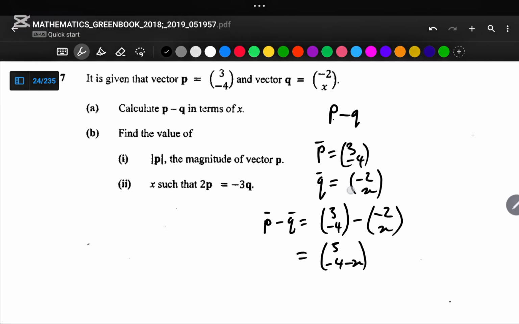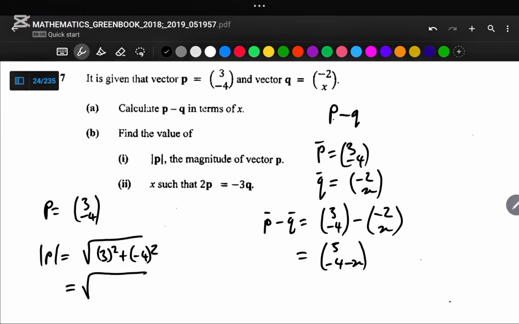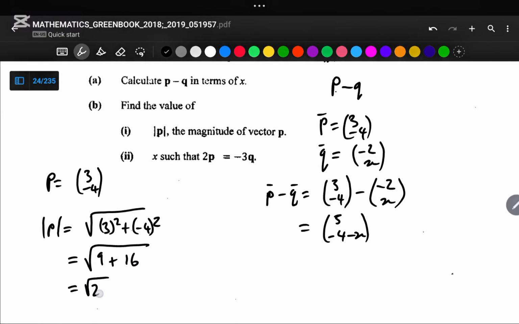And the next part of the question says, find the value of the magnitude of p. So p is (3, -4). The magnitude of p is equal to the square root of 3 squared plus -4 squared. 3 squared gives us 9, plus 4 squared, which is 16. So this is equal to the square root of 25, which is equal to 5. That is our answer.